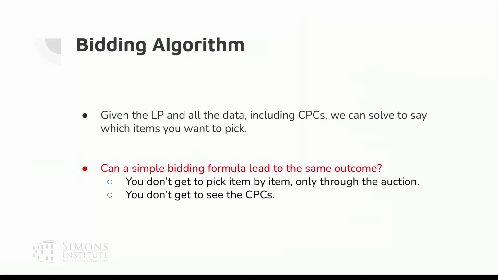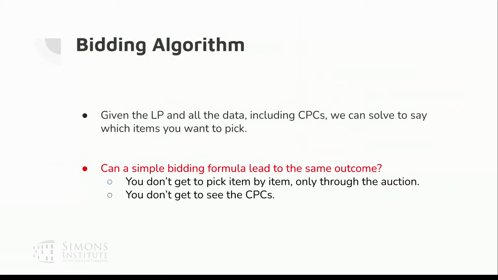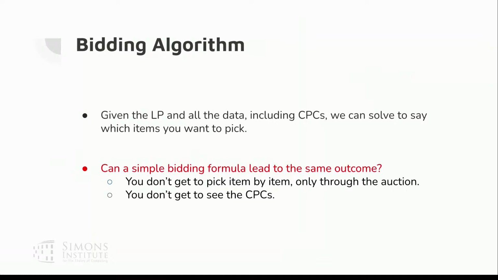Okay. So now given this, your job is, there are all these ad opportunities and you want to pick a bundle for this advertiser. Now suppose you had this integer program and relaxed it to a linear program, and you had all the data, including the costs for every item, which is not really known. Then you could just solve it and say, well, I optimized it and I want this bundle of items. And our question is, well, you can't do that in this online system. Can a simple bidding formula lead to the same outcome?